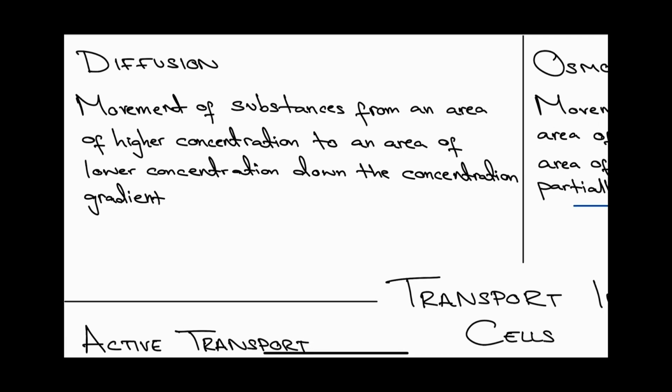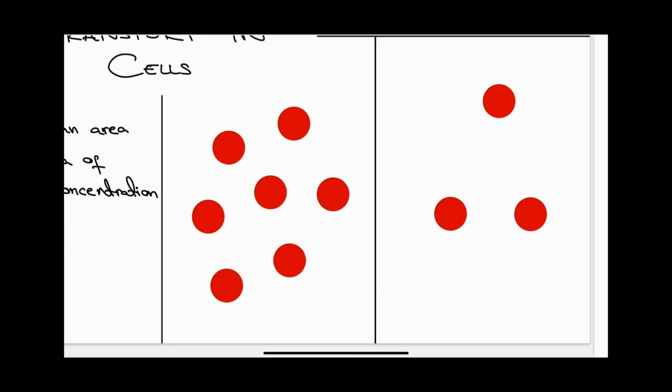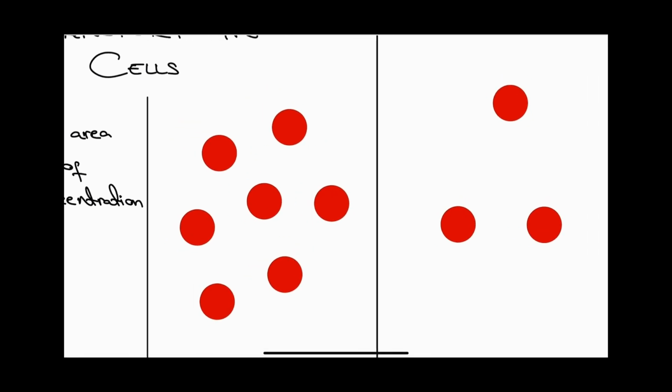Diffusion is the movement of substances from an area of higher concentration to an area of lower concentration down the concentration gradient. So what that means, if we take a look at this diagram that I've drawn, on the left side, we have 7 molecules. On the right side, we have 3. So on the left side, there are more molecules, which means that there is a higher concentration. And on the right side, we have fewer molecules, which means there is a lower concentration.